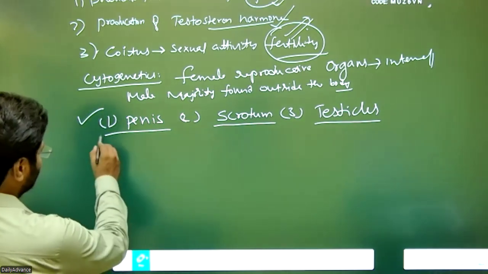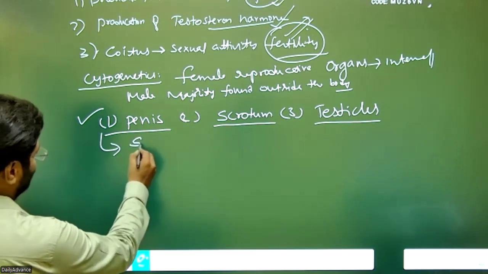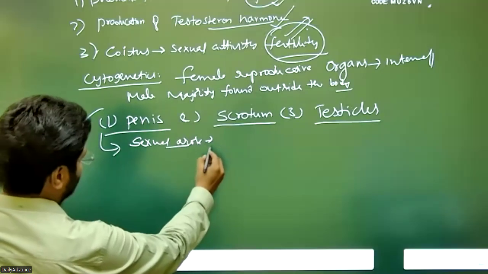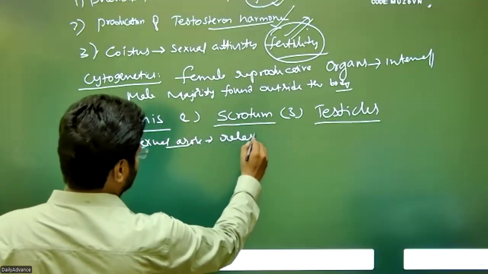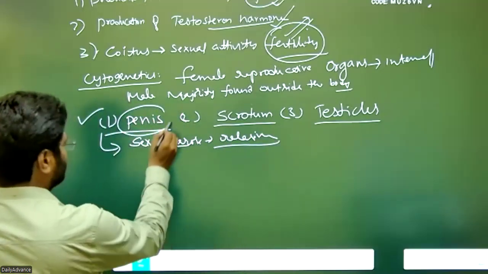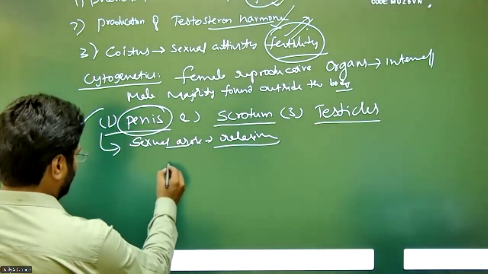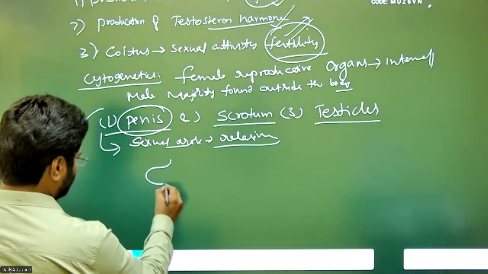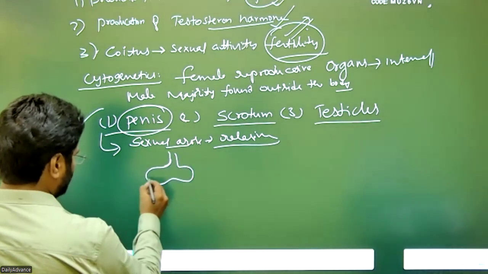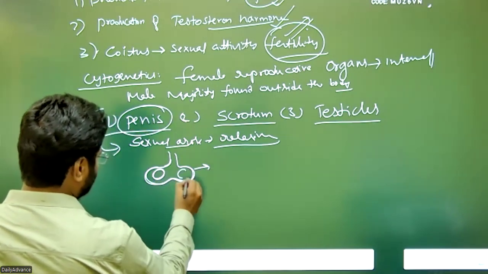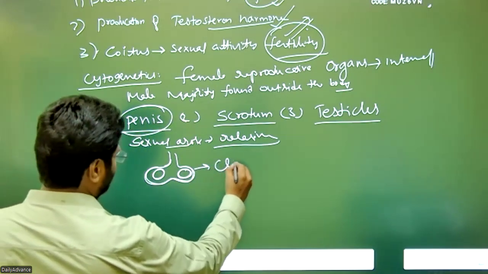So the penis is generally used in sexual arousal and participating in sexual activity, releasing of ova into the female body. That is the penis function. What about the scrotum? The scrotum is a pouch-like thing. It is a climate control mechanism. Here, actually, the testicles are present.